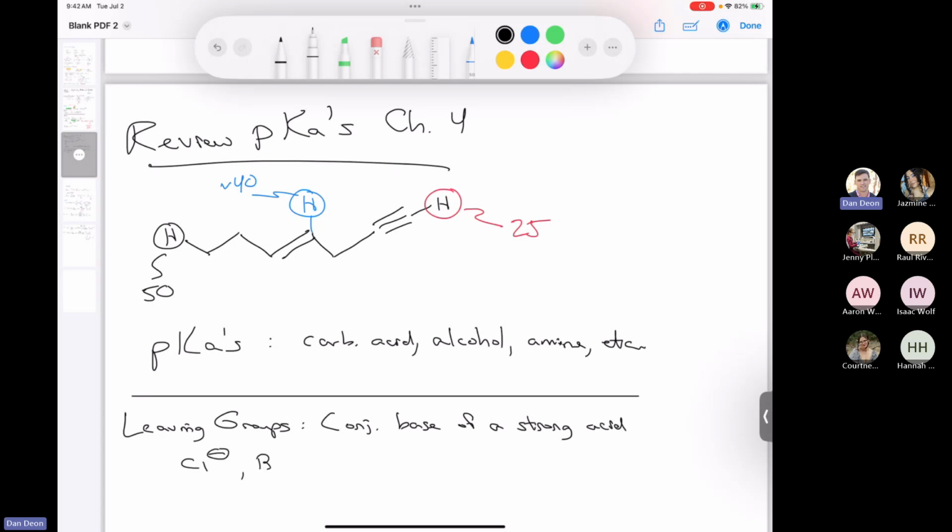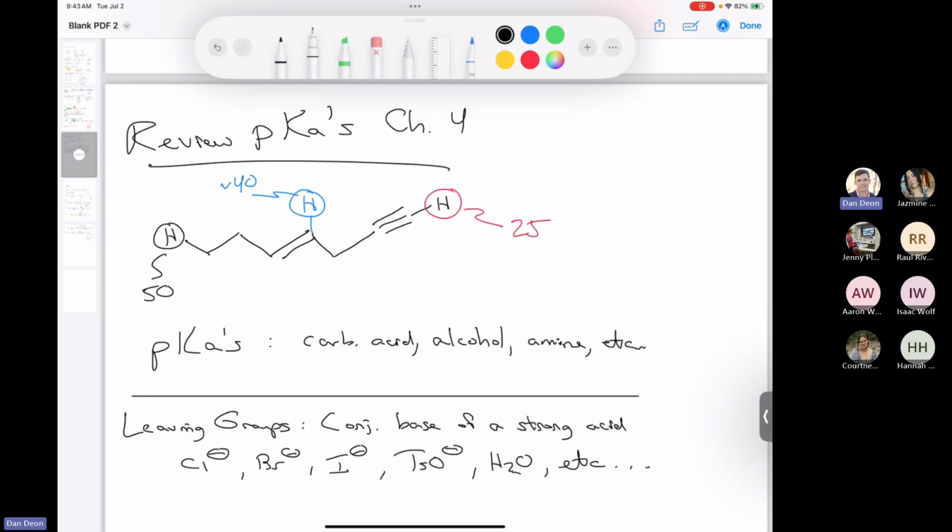Chloride is a good leaving group. Bromide is a good leaving group. Iodide is a good leaving group. Tosylate, that's a good leaving group. Water is a good leaving group, right? It's the conjugate base of hydronium, which is a strong acid, etc. So make sure you're aware of when something is a leaving group and when it's not a leaving group.